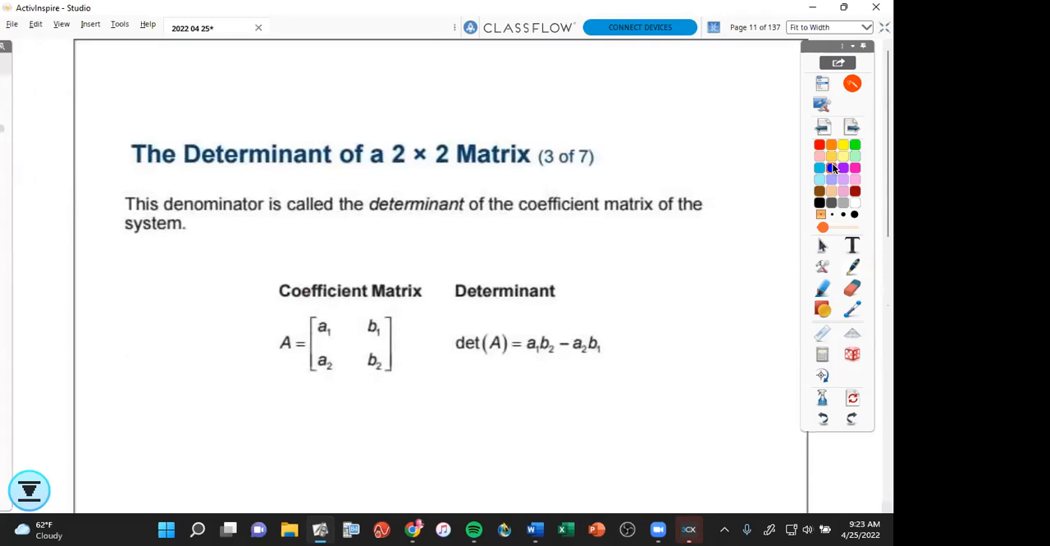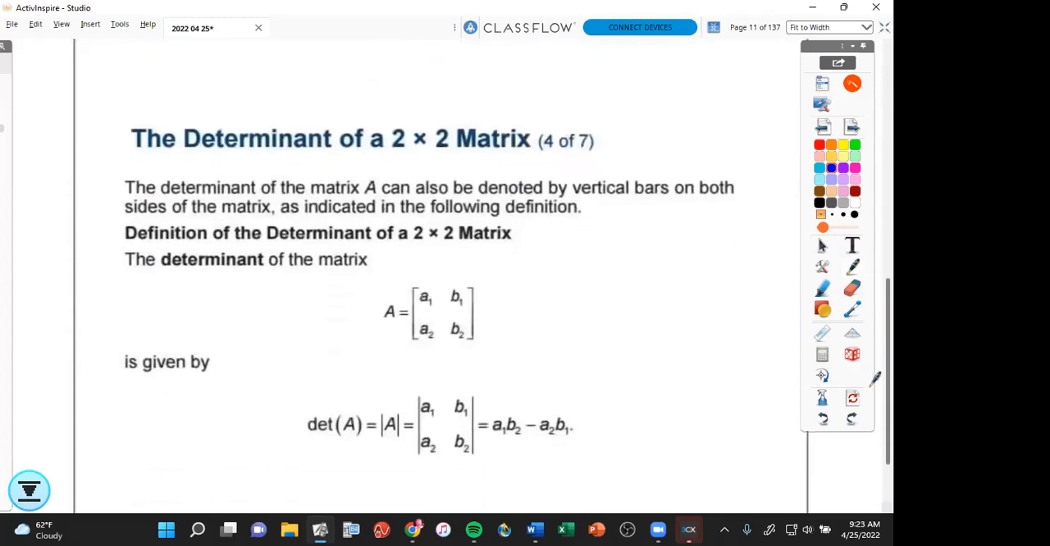This denominator is called the determinant of the coefficient matrix of the system. So again, the determinant, down diagonal, a sub 1 b sub 2 minus the up diagonal, a sub 2 b sub 1, down minus up. Have I said down minus up enough yet? Say it one more time. Down minus up one more time. Okay, you're welcome.